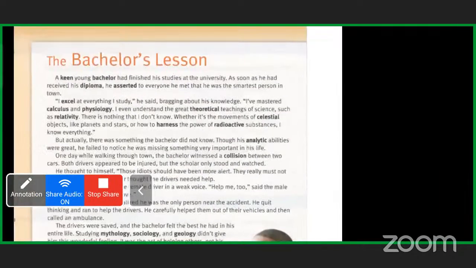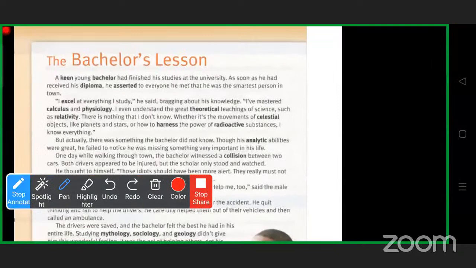Now, a keen young bachelor. We said that keen means very eager, very intellectual, very knowledgeable, or quite intelligent. The person who is intelligent, a keen young bachelor. Bachelor is a person who is not married yet.